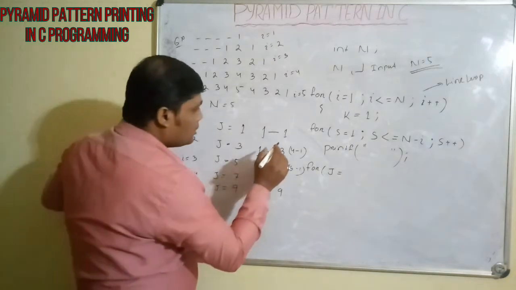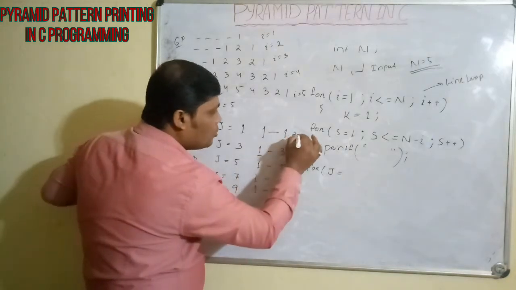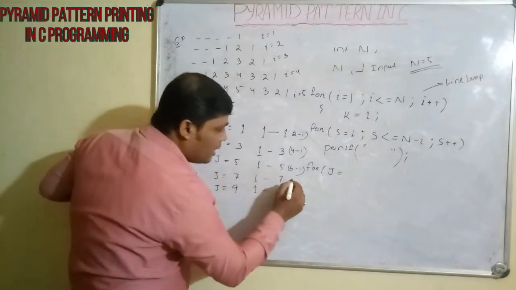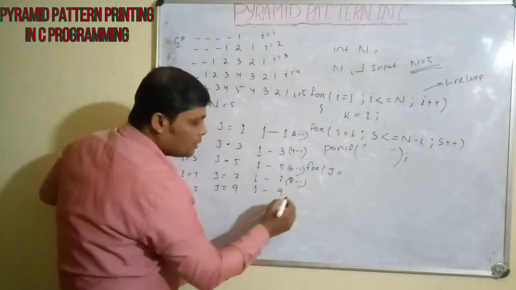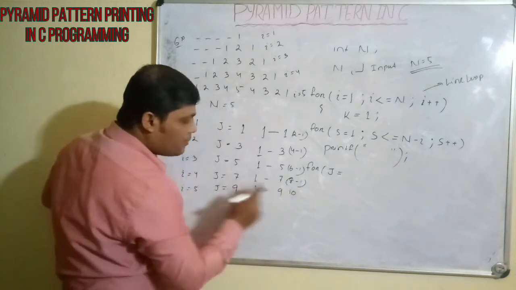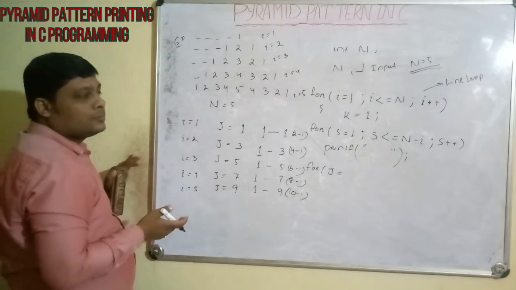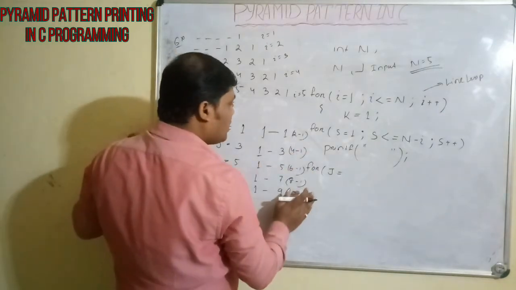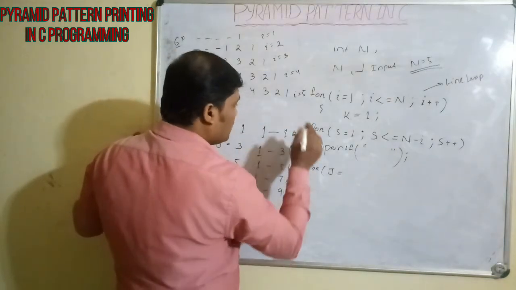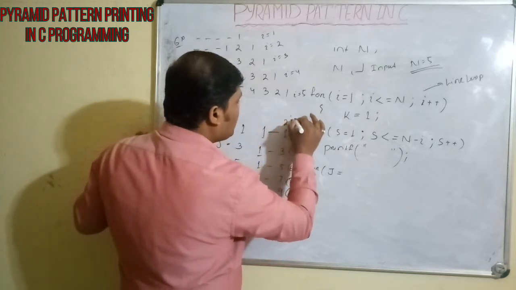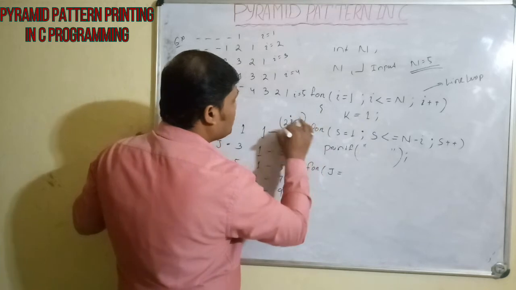Clear? Here I can write 2 minus 1. For i value 4, I can write 8 minus 1. For i value 5, I can write 10 minus 1. Now see, if I generalize this, what can I write? 2i minus 1.